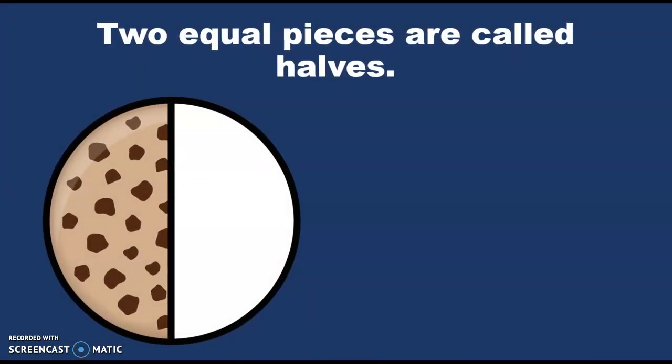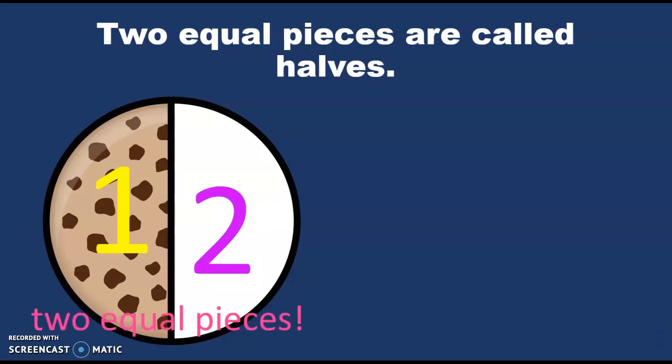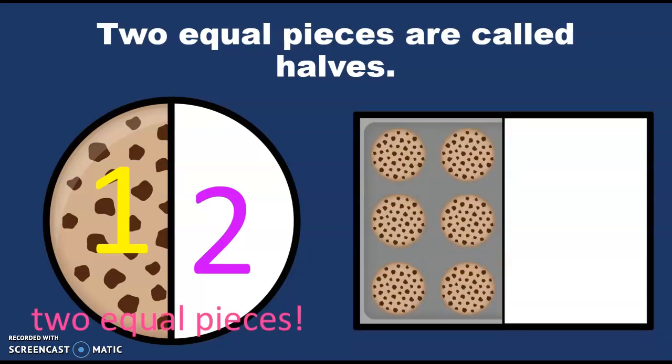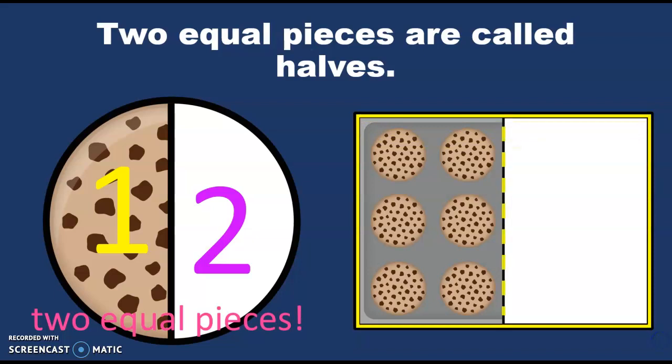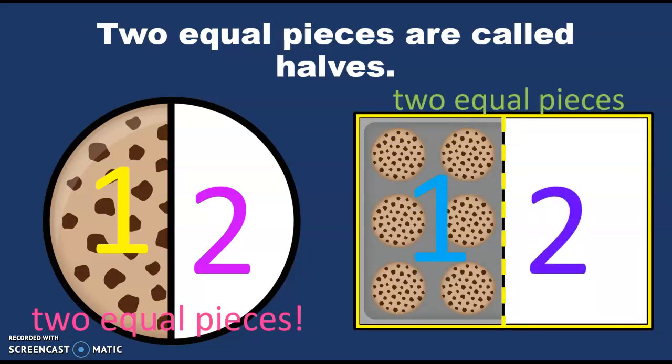Two equal pieces are called halves. We have 1, 2, they're both the same size, they're equal pieces. If we look at a different shape, we would still have two equal pieces.